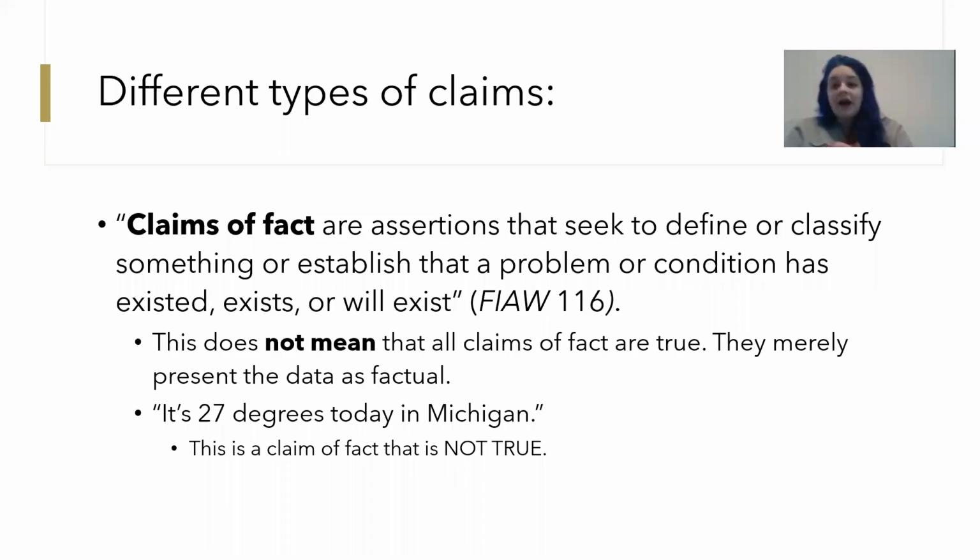So here are some different types of claims, okay? The first one here is claims of fact. Claims of fact are assertions that seek to define something or establish a problem or condition that does exist or will exist. So this does not mean that all claims of fact are true. They're merely presenting the data as factual. So an example: it's 27 degrees today in Michigan. This is a claim of fact, but it's not true. But it's being presented as a claim of fact.